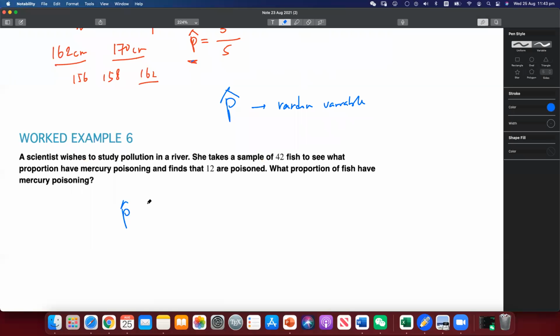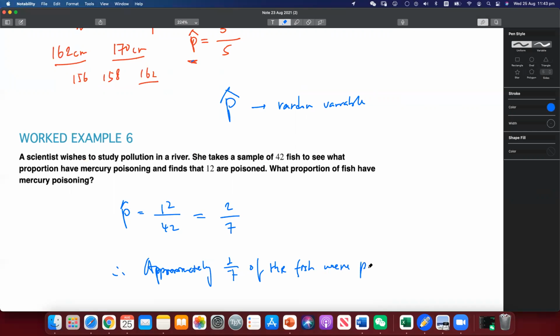So your p hat, the proportion, is going to be 12 poisoned out of 42 fish, and simplified, dividing by 6, it's 2/7. So we can say, therefore, approximately 2/7 of the fish were poisoned.